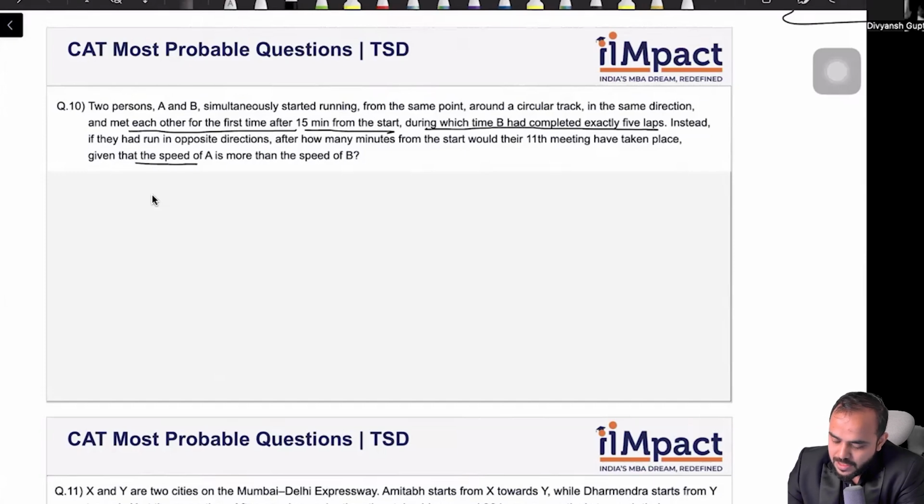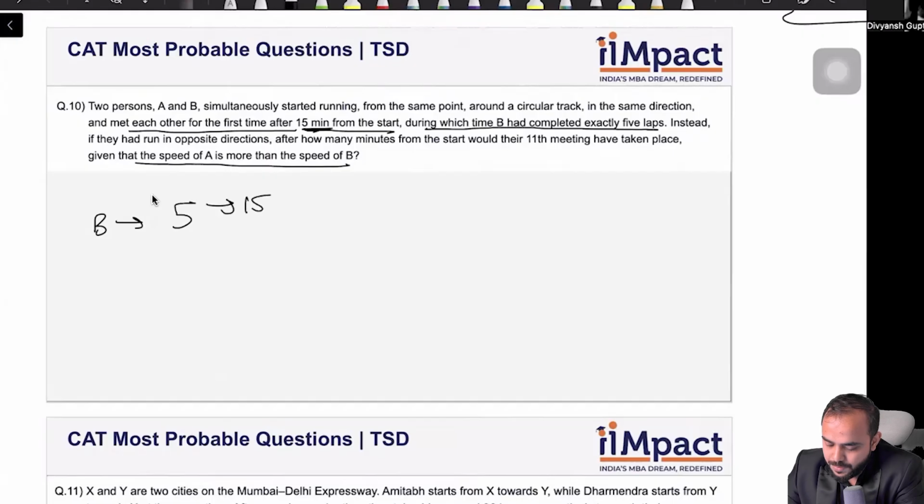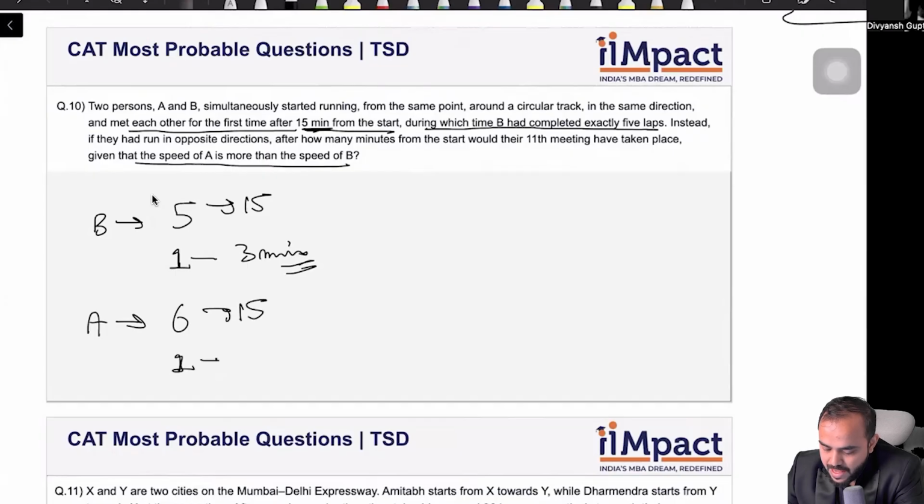So they have given us that speed of A is more than speed of B, which means B's 5 revolutions were taken in 15 minutes, which means one revolution was taken in 3 minutes. So B's time period is 3 minutes to run around the track. A would have covered 6 revolutions in the same 15 minutes. So A's time period is 15 by 6, which is 2.5 minutes to cover one entire lap.